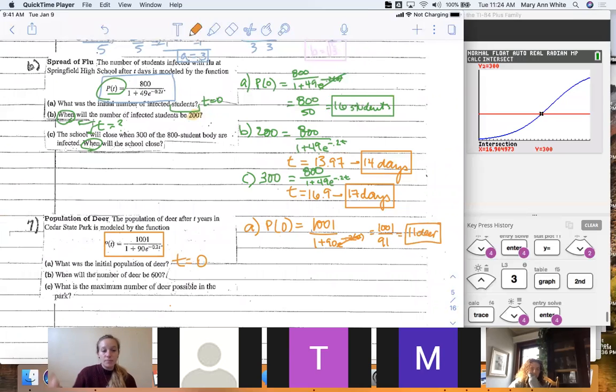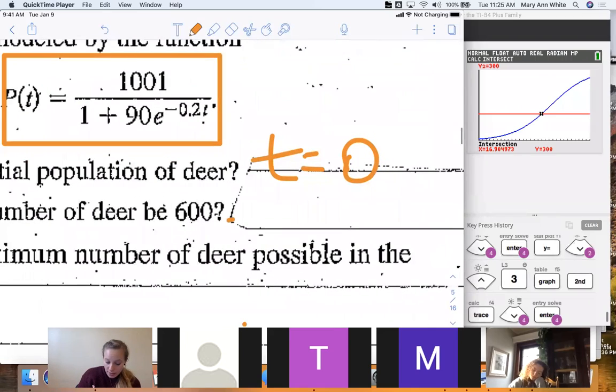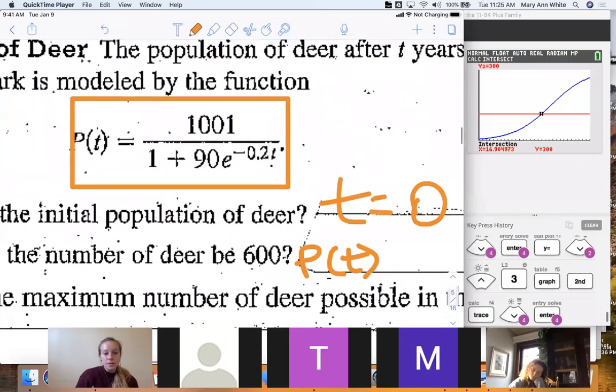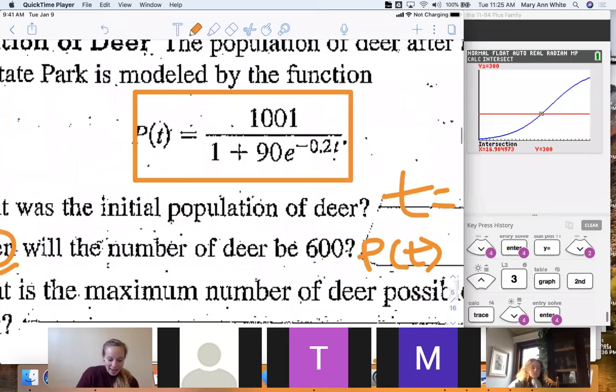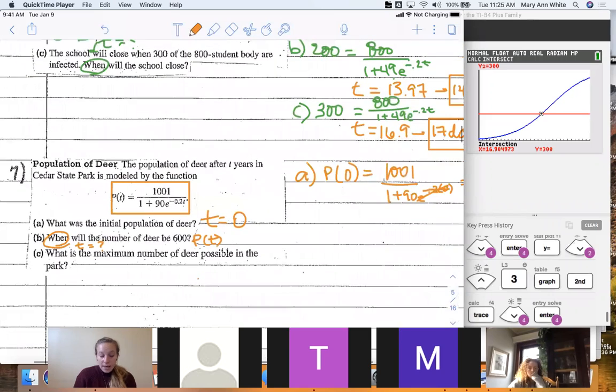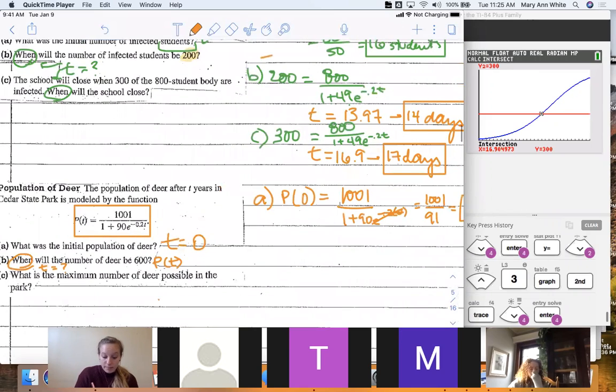When will my population be 600? Again, it says when, which means I don't know what my t is, which means that 600 is that P of t. Stop. It's my y. So I'm going to plug this in for my y, and I don't know what my t is. I don't know my when, so we're going to find t. We're going to do this exactly like we just did b and c on the last problem.